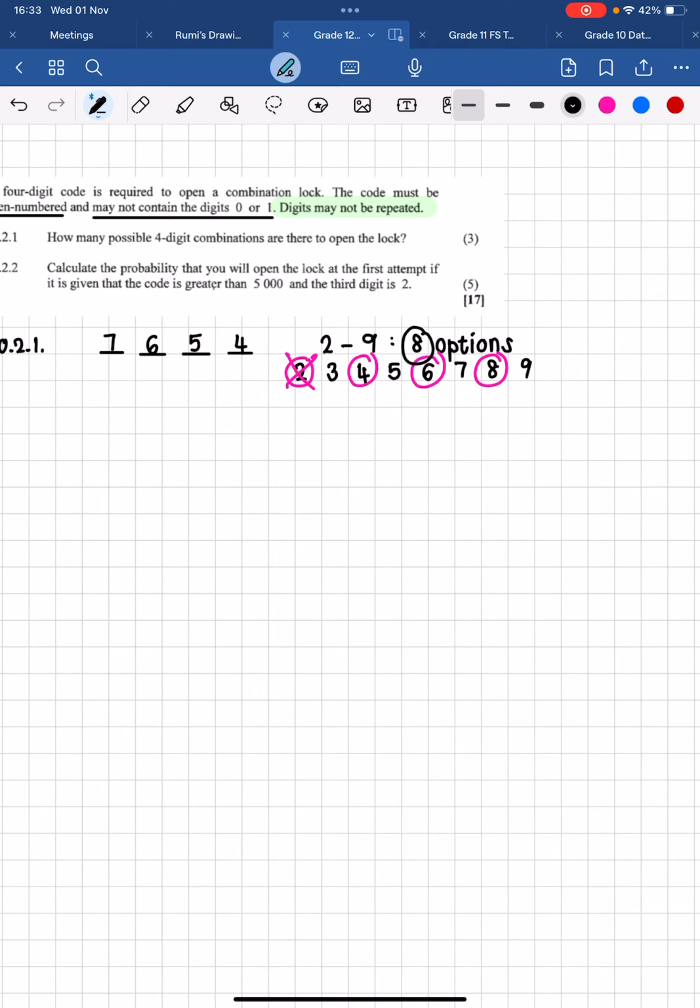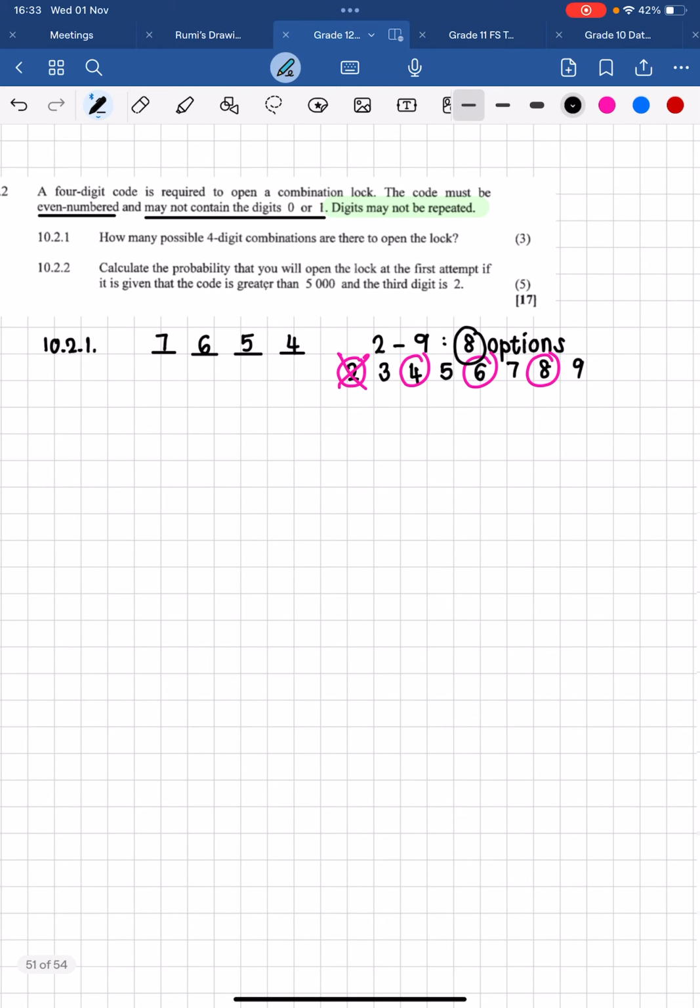All right, so this is going to be your answer, guys. It's going to be 7 times 6 times 5 times 4, which when you multiply those all together is equal to 840. All right, what do we think about that?